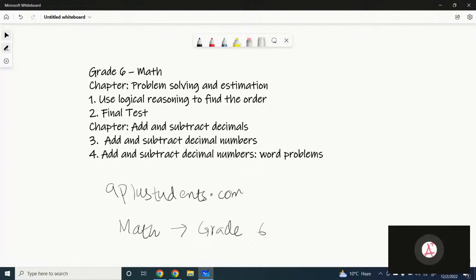So the lessons we're going to cover today are use logical reasoning to find the order, then the final test. Then we'll start the new chapter, add and subtract decimals. The lessons from this chapter are add and subtract decimal numbers and add and subtract decimal numbers word problems. Got it? So these are the list of the lessons we are going to cover today. So let's start with the first lesson.